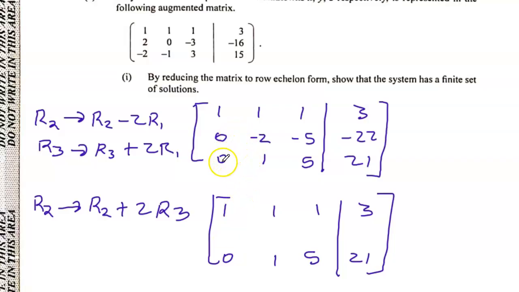So double 0 plus 0, that's 0. 2 and negative 2, that's 0. 10 and negative 5, that's 5. Double this, double this. So 42 minus 22. That's 20.